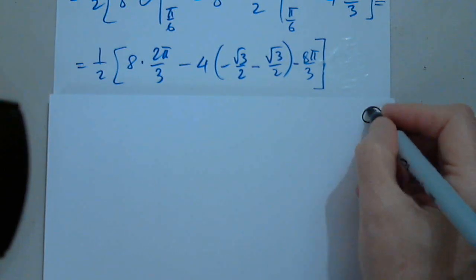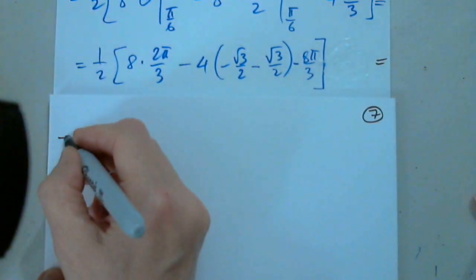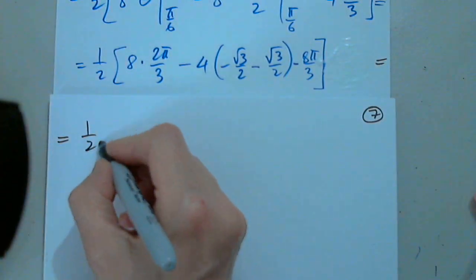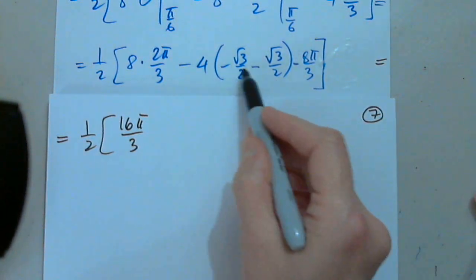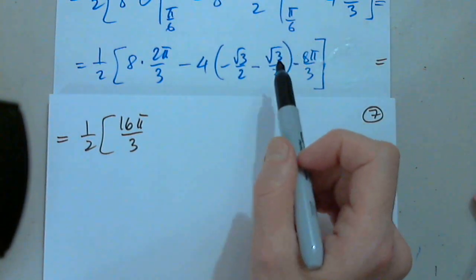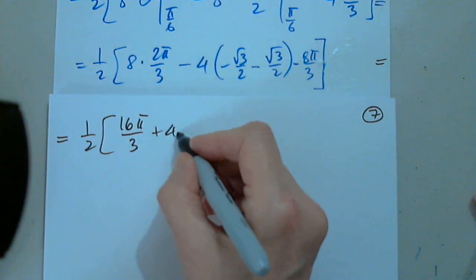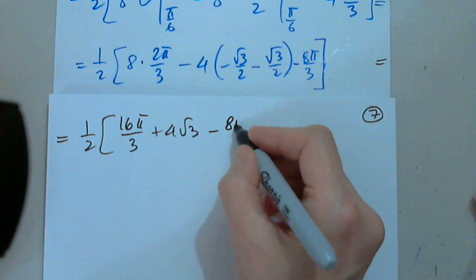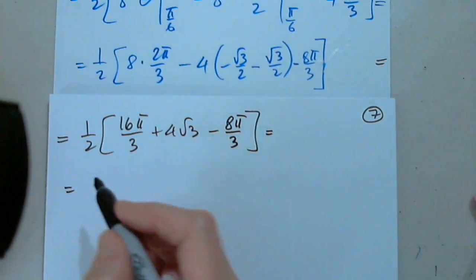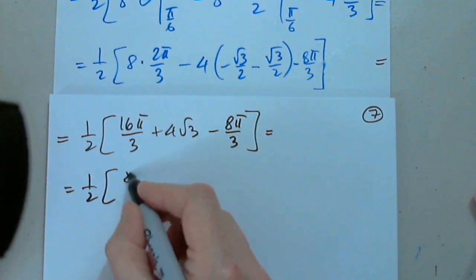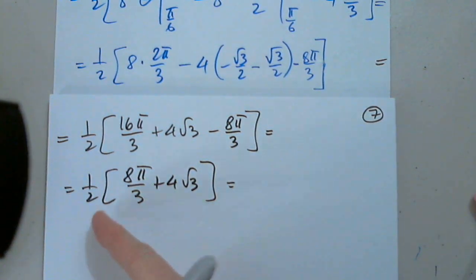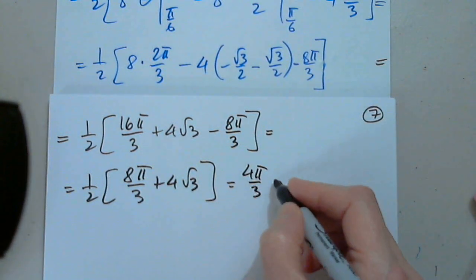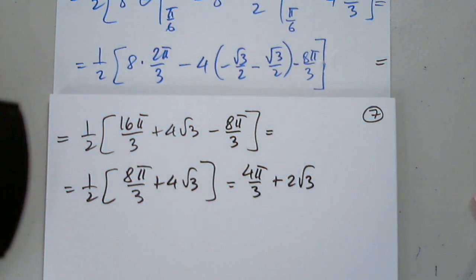So now let's calculate all this, whatever it is. So the area equals 1/2 times 16 pi over 3. These are all plus. So 2 times the square root of 3 divided by 2 will be the square root of 3. So this plus 4 times the square root of 3, and minus 8 pi over 3. So 8 pi over 3 plus 4 the square root of 3. When I distribute 1/2, I get 4 pi over 3 plus 2 the square root of 3. And we determine the area enclosed.